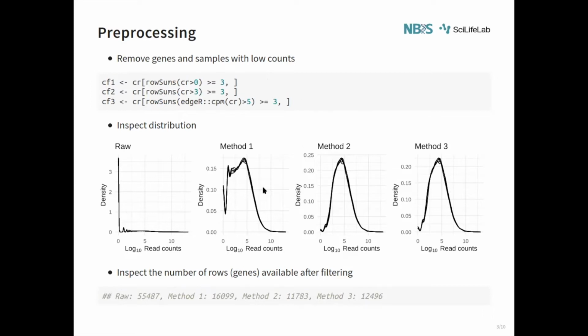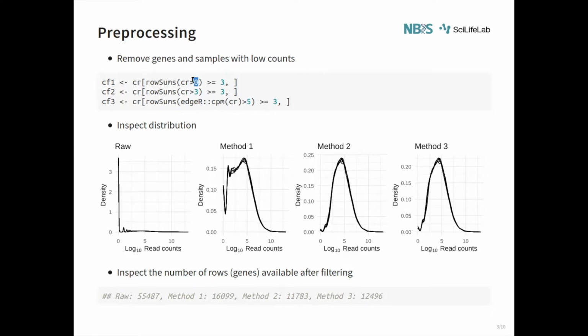Here, these figures are actually just showing the total count distribution across all your samples and across all your genes. So this is how your raw data looks, the very first figure. And then here you have method 1, which corresponds to the very first line here. And then you have method 2 and 3. So these are 3 ways in which you can perform this filtering step.